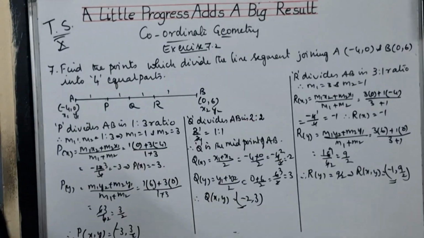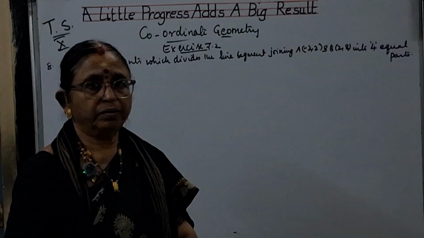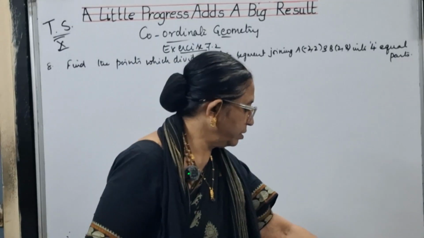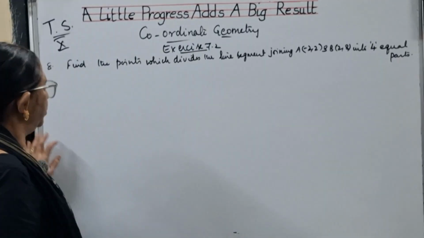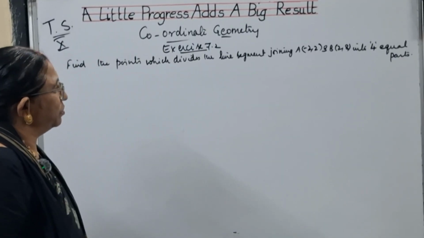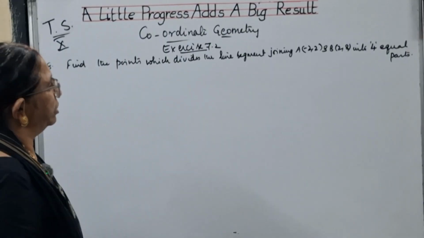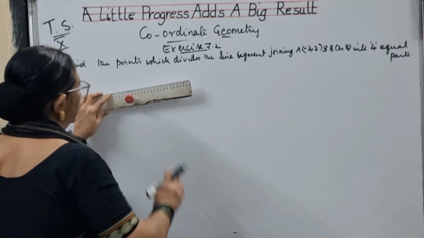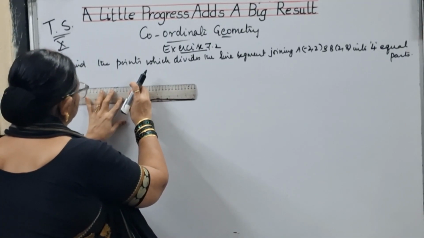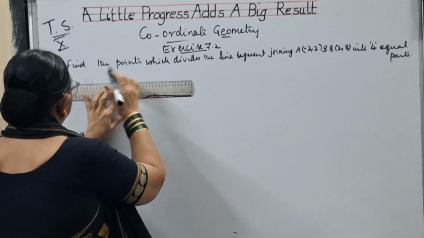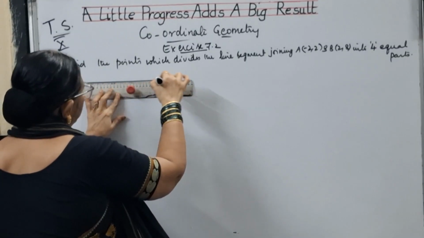Please note it down. Same formula, just understand how it has been done. Now, the eighth sum, children. Find the points which divide the line segment joining A (-2, 2) and B (2, 8) into 4 equal parts. Same as the earlier problem.